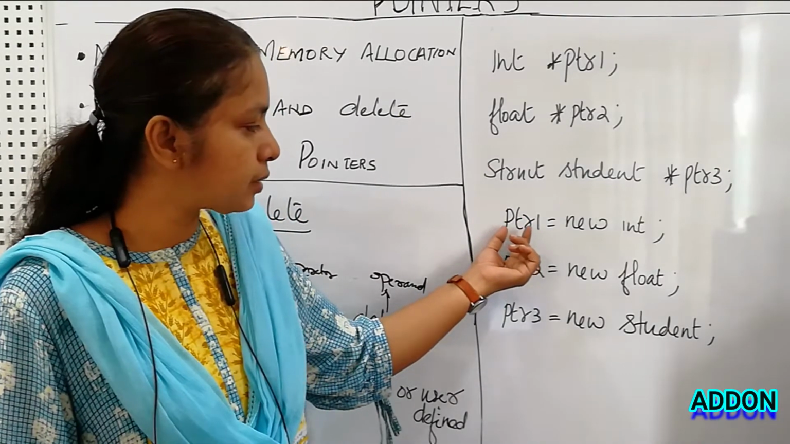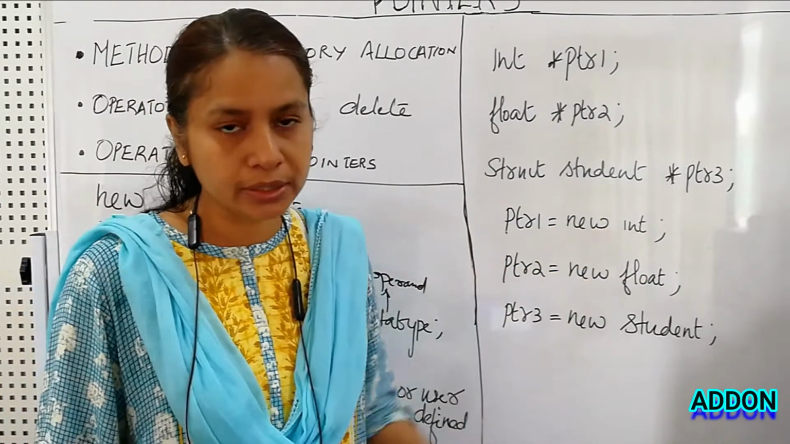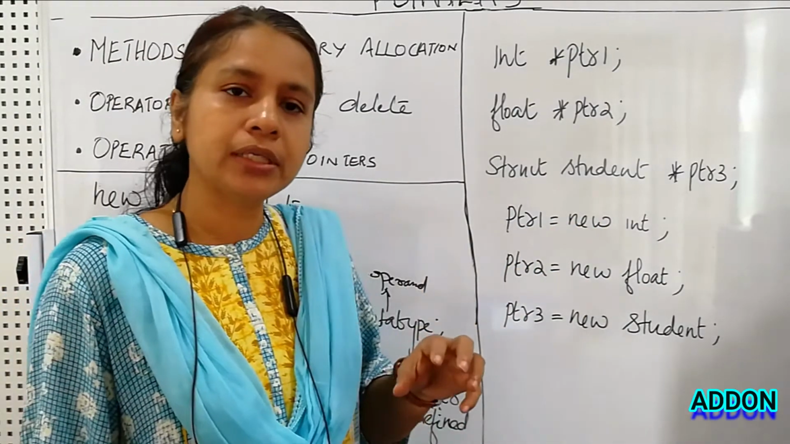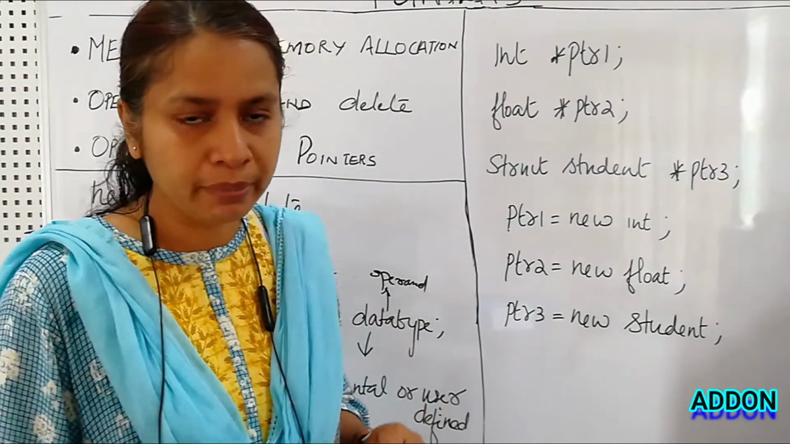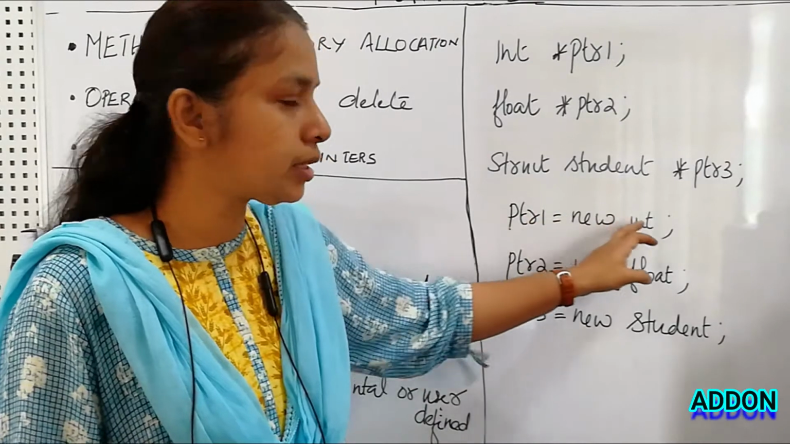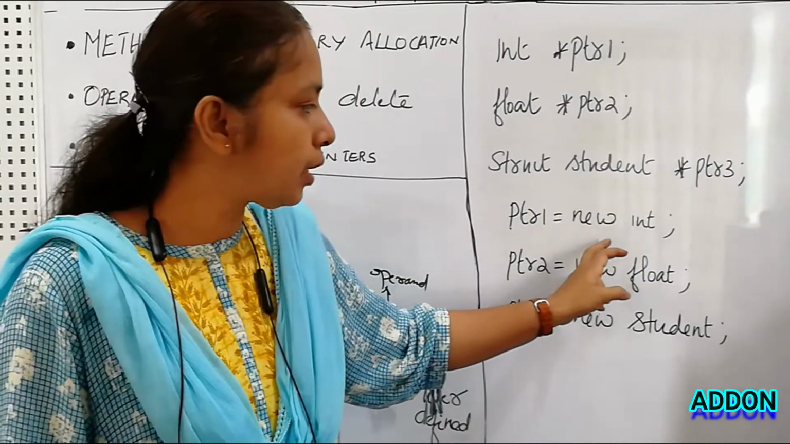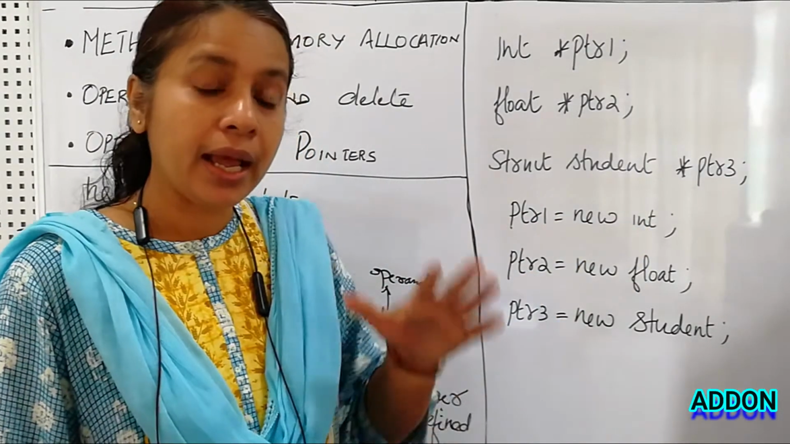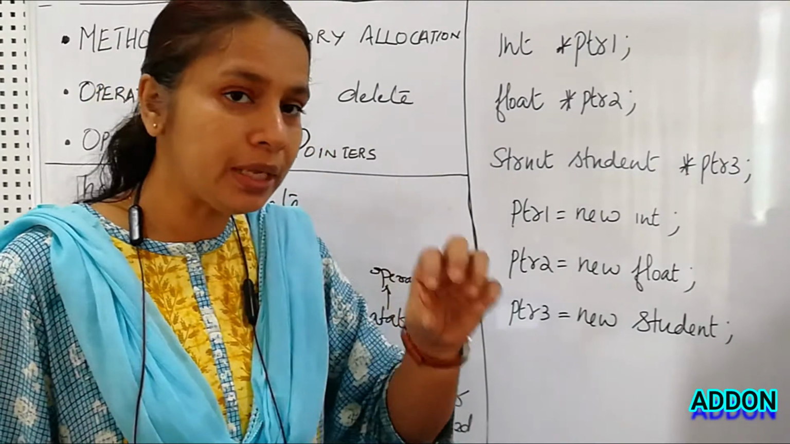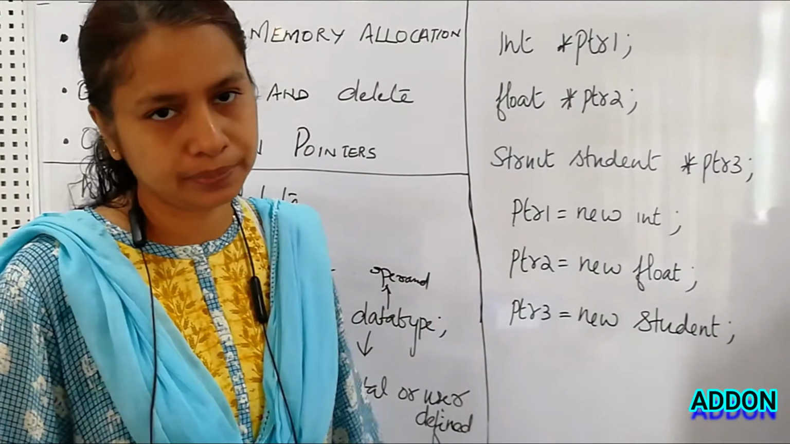Okay, now let us see the next statement. Here I have given ptr1 is equal to new int. What does it mean? It means that the new operator allocates 4 bytes of memory. Why is it allocating 4 bytes of memory? Because ptr1 is of integer type. It allocates 4 bytes of memory, and the base address will be returned to ptr1.